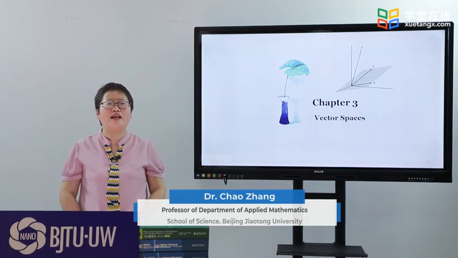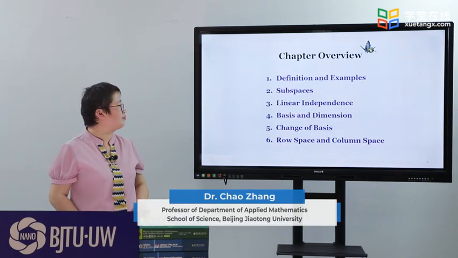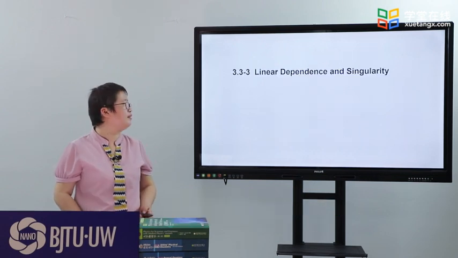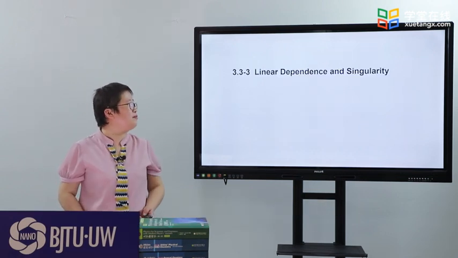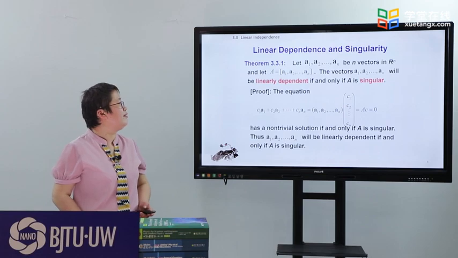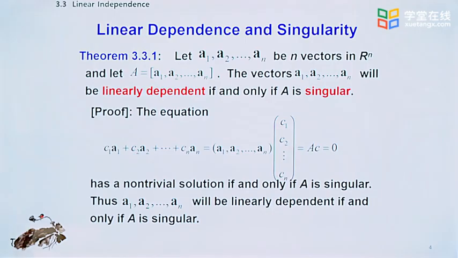Okay, we continue to learn Chapter 3, Vector Space. Section 3, Linear Independence. Part 3, Linear Dependence and Singularity. We will find the relation between linear dependence and singularity. Okay, first we see this theorem.